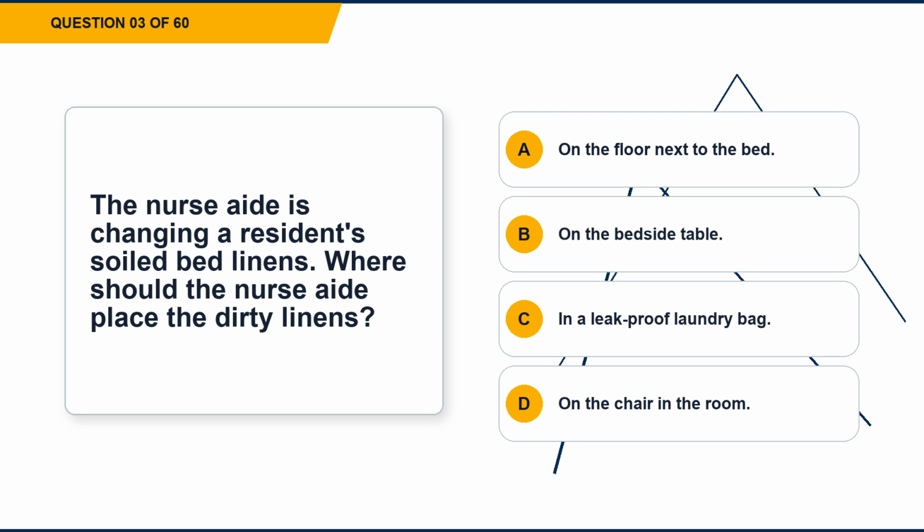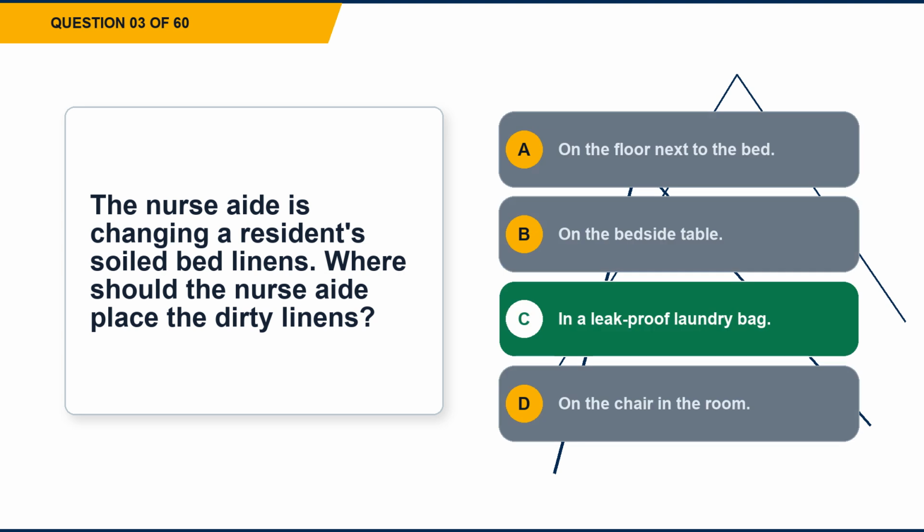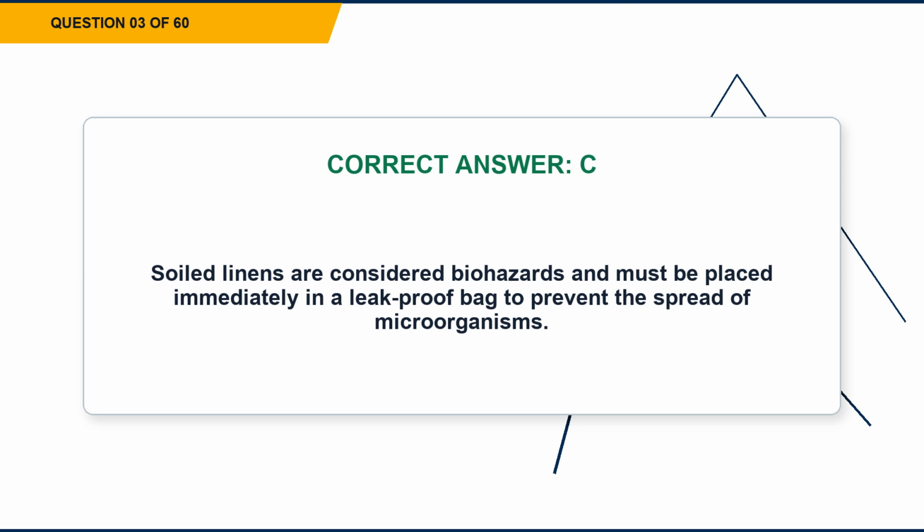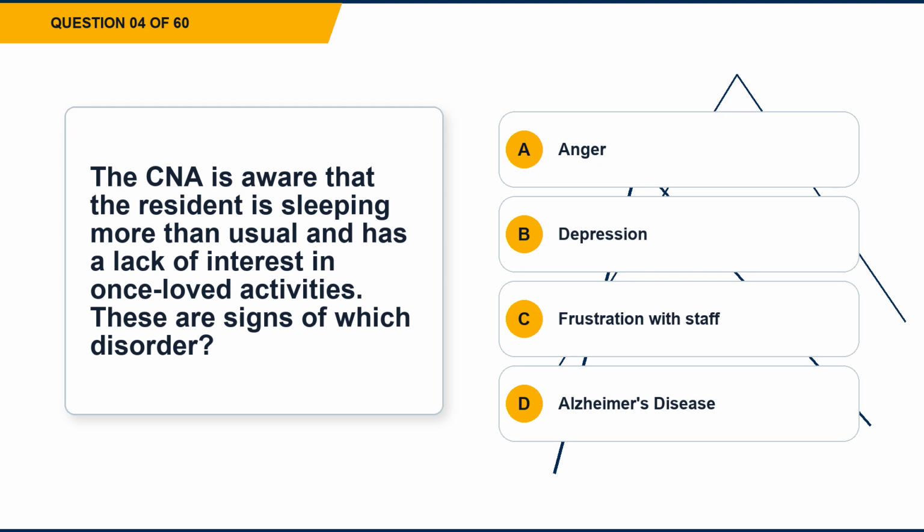Option A, on the floor next to the bed. Option B, on the bedside table. Option C, in a leak-proof laundry bag. Option D, on the chair in the room. The correct answer is option C, in a leak-proof laundry bag. Explanation: soiled linens are considered biohazards and must be placed immediately in a leak-proof bag to prevent the spread of microorganisms.